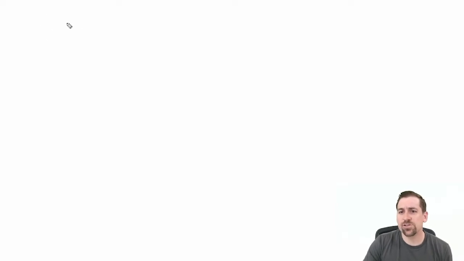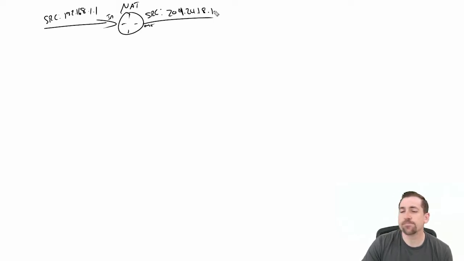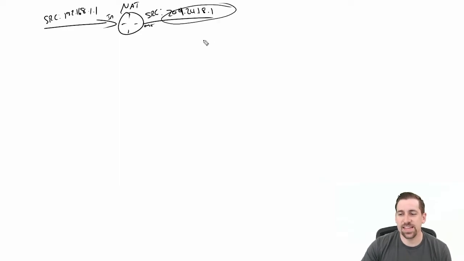So, network address translation, we said, at its core was a one-to-one mapping across the router. NAT. When I come in with a source address of 192.168.1.1, if this is the inside interface and this is the outside interface, I leave with a source address that is globally routable, 204.24.18.11, for example, and everyone sees me in the internet as this source address. This is address translation, and it's conducted through an address translation table.